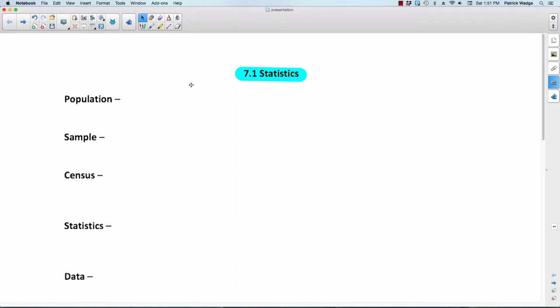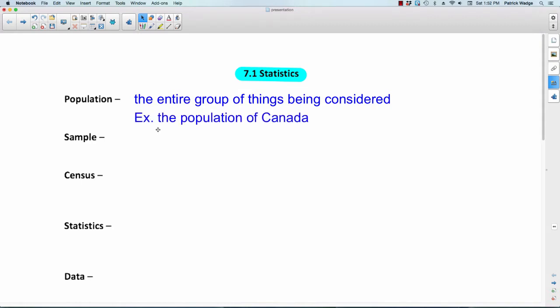So the first thing we need to do is talk about the difference between a population and a sample. You might be wondering, well, what's statistics? We'll get there in a second. First of all, I'm going to explain the difference between a population and a sample. So a population is the entire group of things being considered. It's everything that you're interested in. So an example could be the population of Canada, or the population of BC, or the population of King George Secondary students.